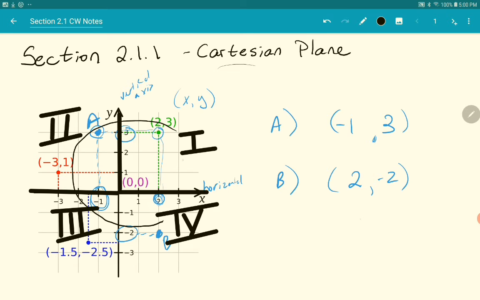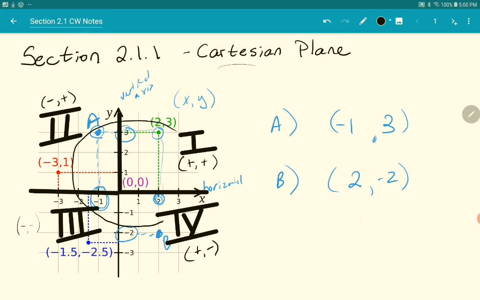Okay, so in quadrant 1, my ordered pair is always going to be positive, positive. In quadrant 2, my ordered pairs are always going to be negative, positive. In quadrant 3, my ordered pairs are always going to be negative, negative. And in quadrant 4, my ordered pairs are always going to be positive, negative.